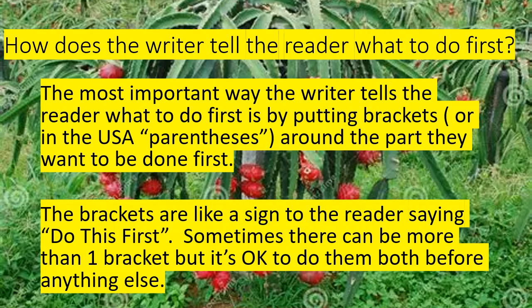So how does the writer tell the reader what to do first? The most important way the writer tells the reader what to do first is by putting brackets, or in the USA they call them parentheses, around the part they want to be done first. The brackets are like a sign to the reader saying, do this first. Sometimes there can be more than one bracket, but it's okay to do them both before anything else.